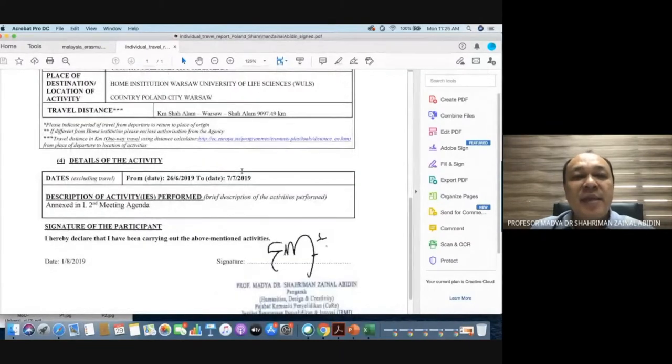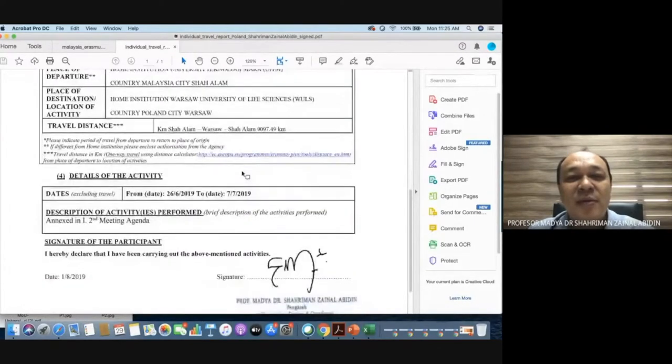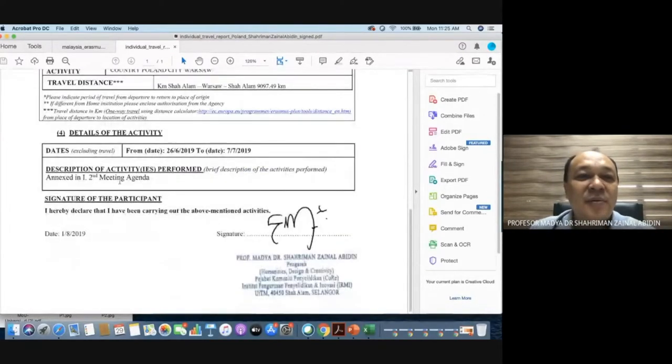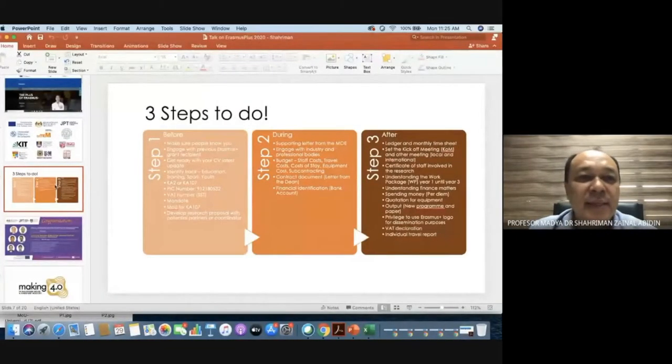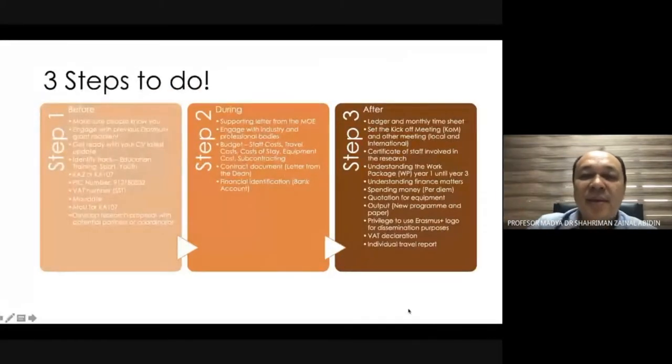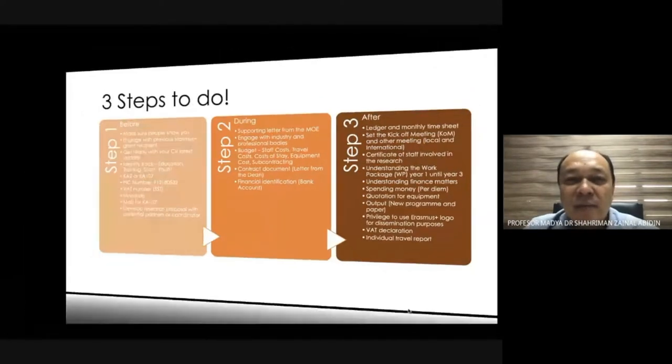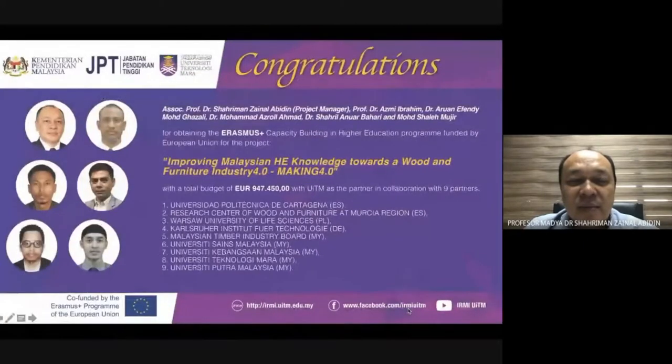So maknanya every travel ni, you sebut pasal report, sebenarnya sekeping kertas je bagi tahu berapa jarak kilometer pergi dan kita sign. Tujuannya apa? Untuk meeting ya, agenda. Okay, that's the thing lah. The most important thing needs to be considered when you applying and when you get grant and how you manage grant. Okay, I would like to introduce our project members.